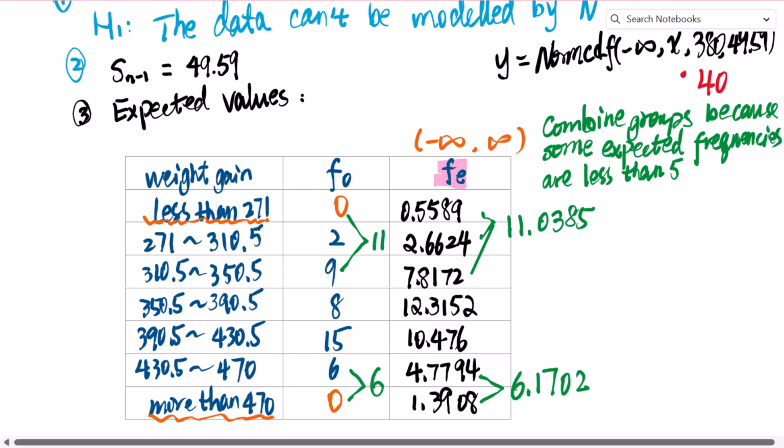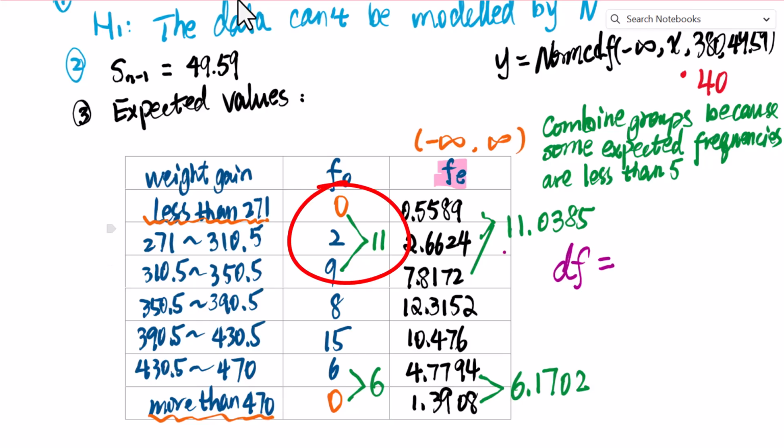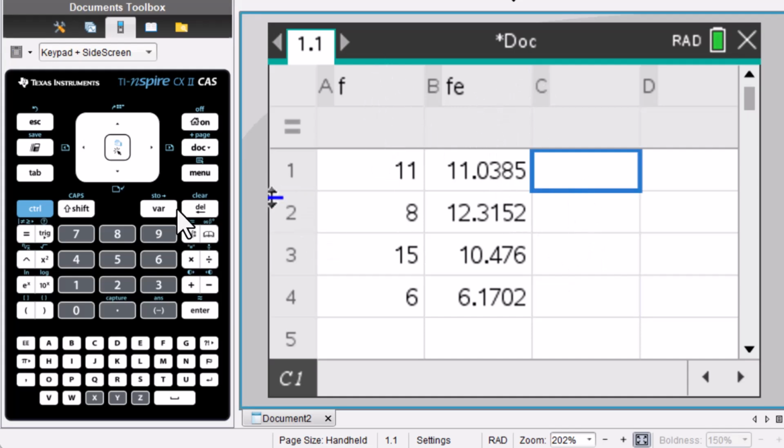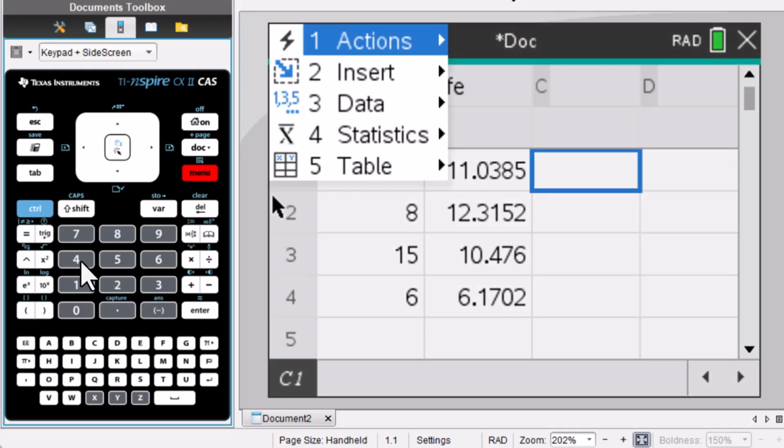Then we will put this data into the spreadsheet. Before we do that, let's work out degree of freedom. 1, 2, 3, 4. 4 minus 1 for simple case. Since we estimated this standard deviation, we need to minus 1 again. Degree of freedom is 2. F for observed frequency, FE for expected frequency.